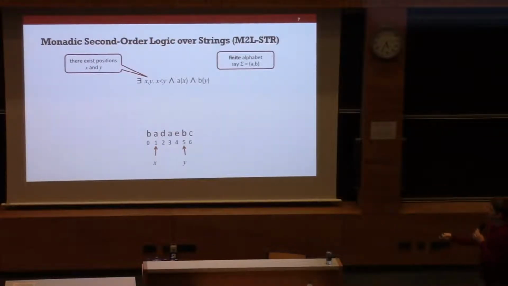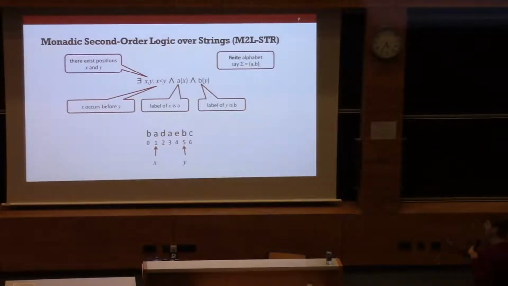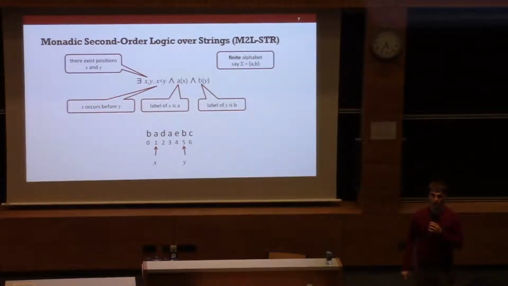So in this case, we say that there exist positions x and y, such that position x is smaller than y, so it comes before y. So we can talk about the order of events. And x is labeled with an A, and y is labeled with a B. So this string is a model of this formula because these x and y are instantiations of these quantified variables.